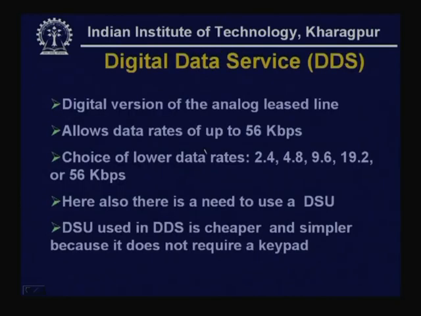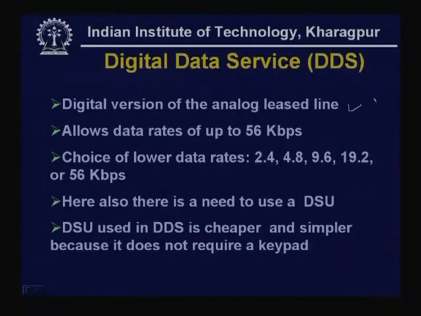Then comes the digital data service or DDS. This is again the digital version of the analog leased line. We have already discussed the analog leased line. Here also you can have a leased connection or dedicated connection, and it allows you a data rate of up to 56 kilobits per second.